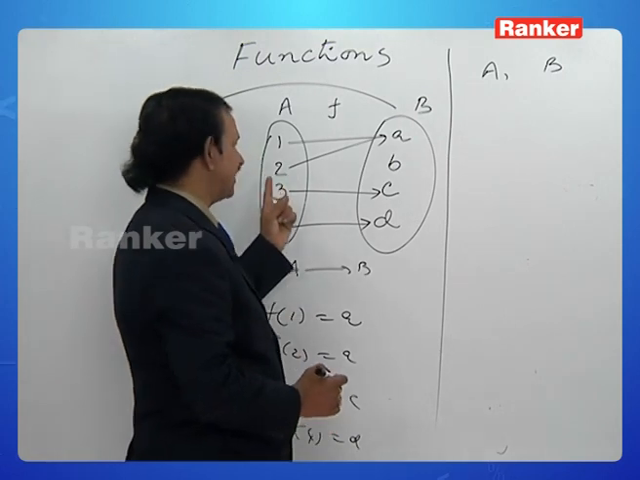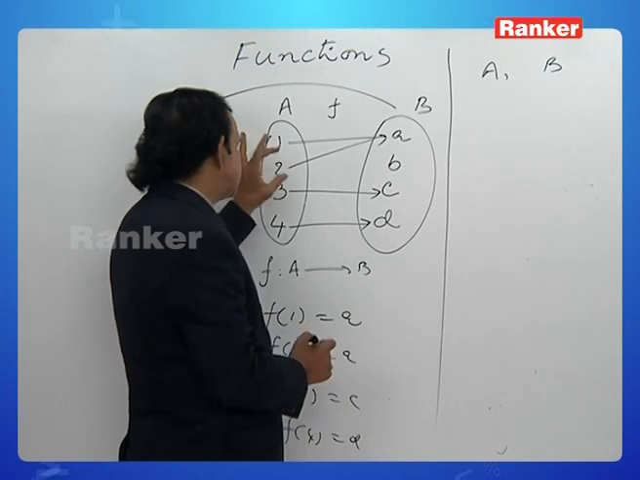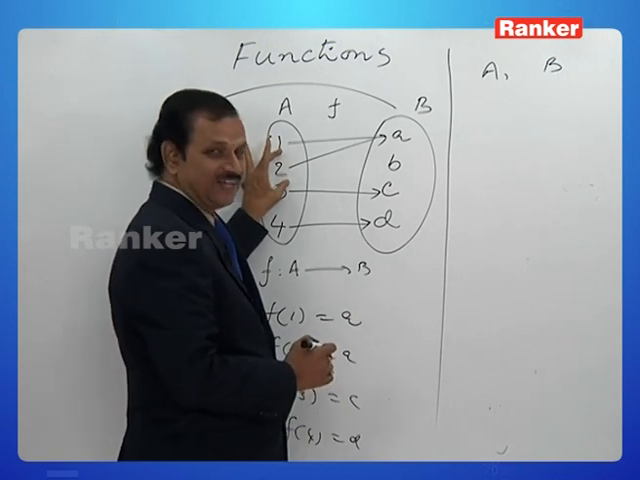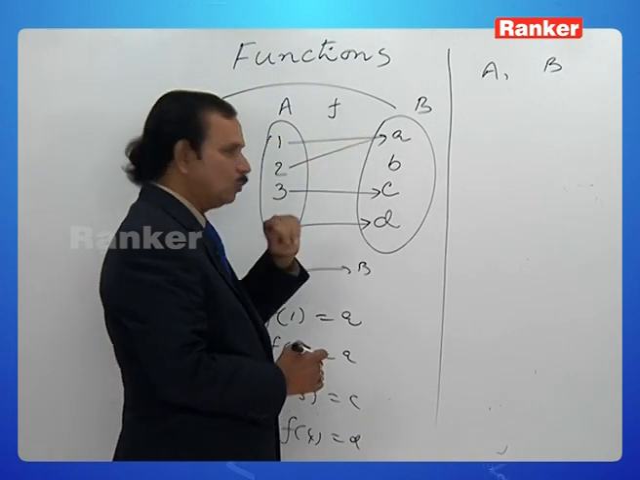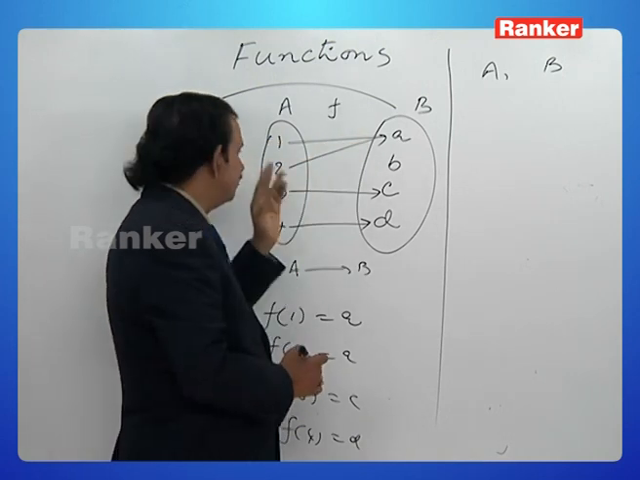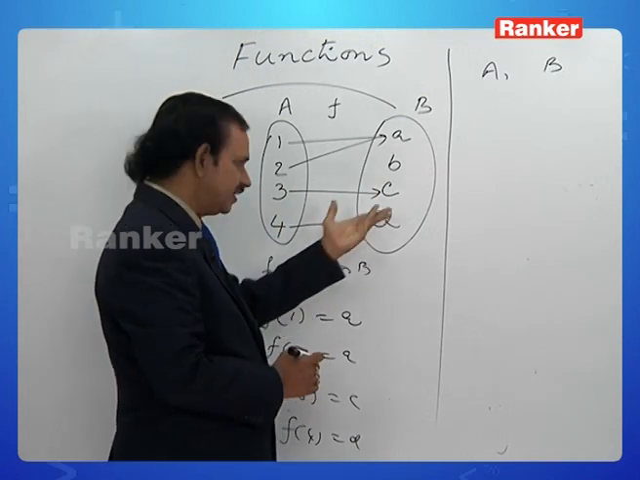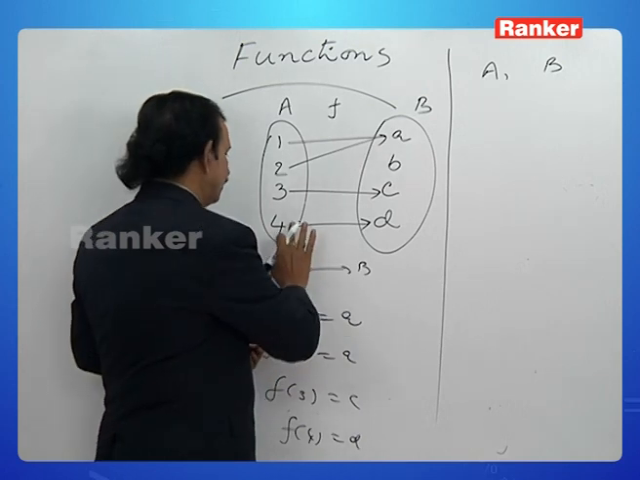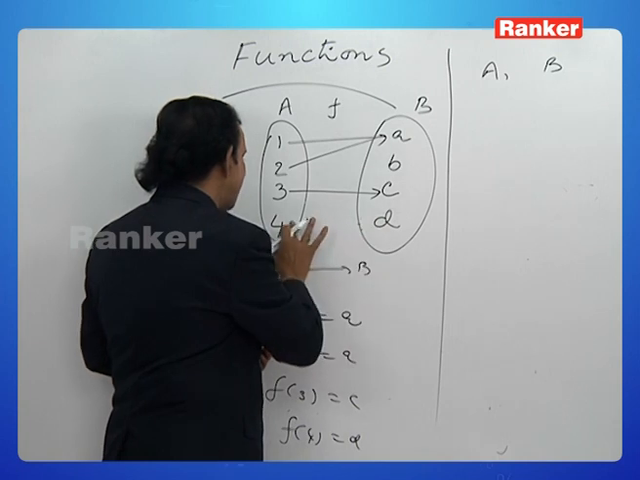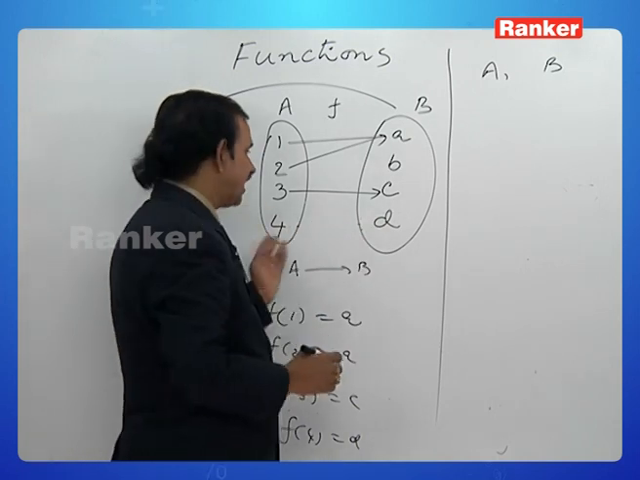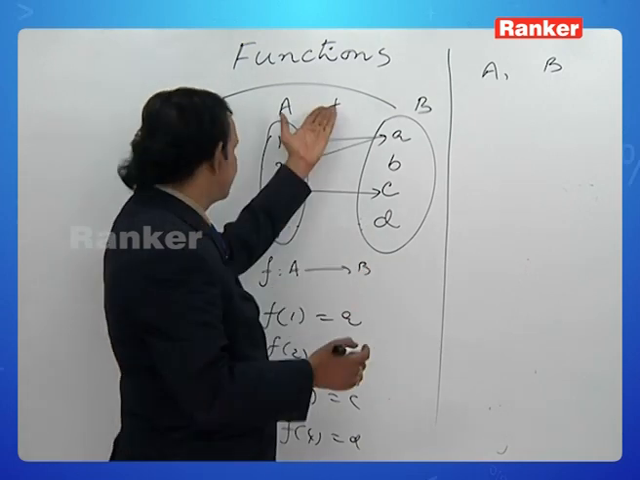So to every element here, we have an image here. Suppose X is here. What do you call the image of X? F of X. What is the image of 1? F of 1. What is the image of 2? F of 2. Image of 3? F of 3. Image of 4? F of 4. That is of course D. Suppose if this arrow is not present here, what can you understand? This 4 has no image at all under this relation. In such a case, it is not a function.